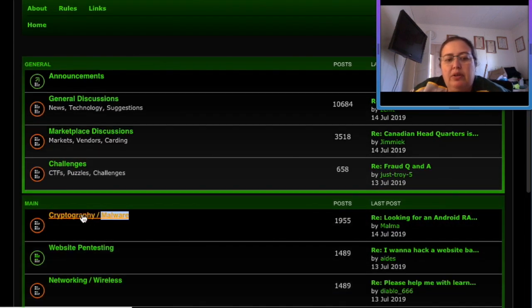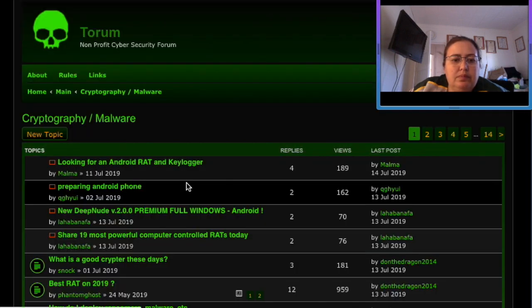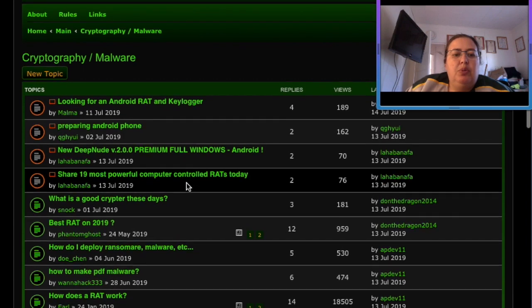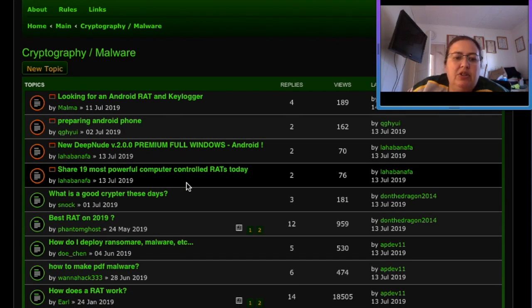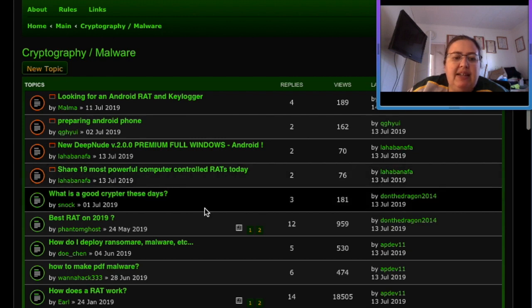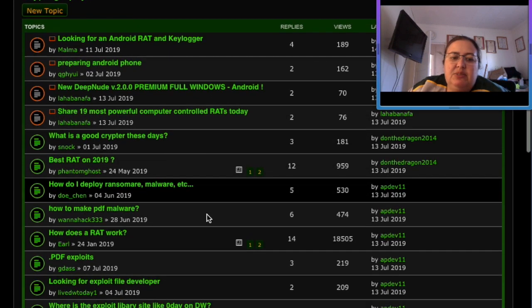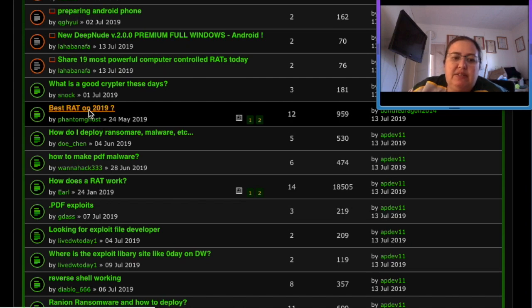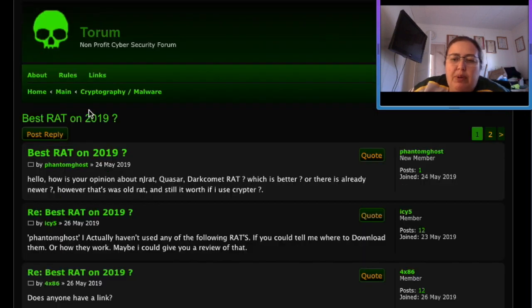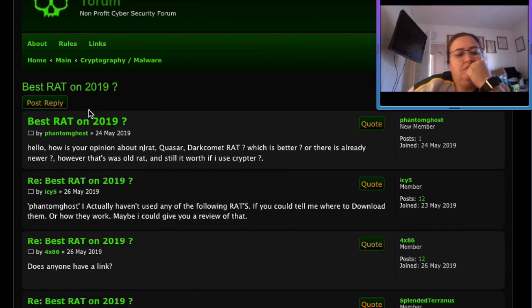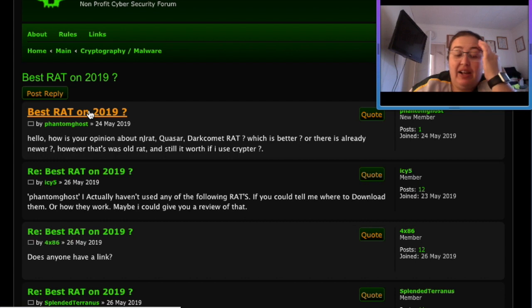Cryptography and malware. Prepare an Android phone. Share 19 most powerful computer-controlled RATs today. What's a good crypter these days? Best RAT of 2019. I don't remember what RAT stands for, unfortunately. Okay. It's a remote access Trojan. So basically, a malware program that includes a backdoor for administrative control over the target computer. So that's what it is. I actually knew that, I couldn't remember for the life of me.